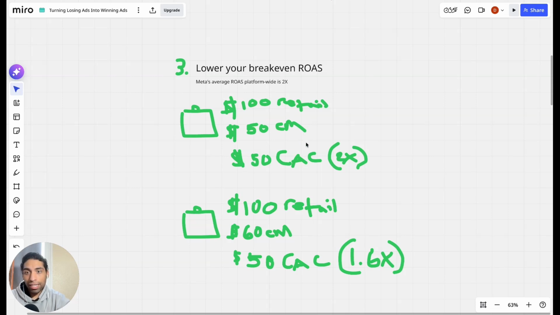And let's say you're running ads and you get a $50 CAC. That is what's called a 2x ROAS, which is actually Meta's average ROAS across the entire platform. When you consider all the billion-dollar companies and all the small businesses and all the different categories in and out of e-commerce, their average ROAS across the platform is 2x. That means if you want to break even, you need to have an offer or a product that can at least survive a 2x ROAS.